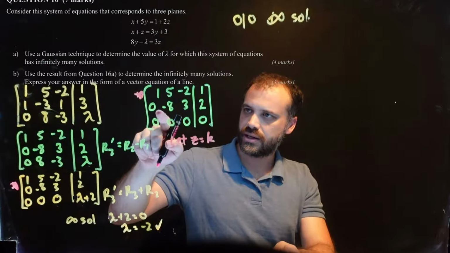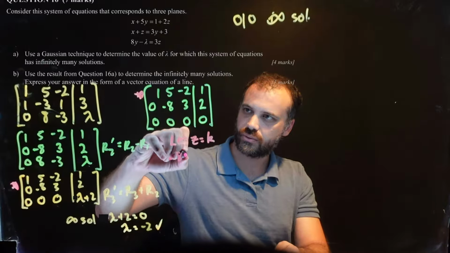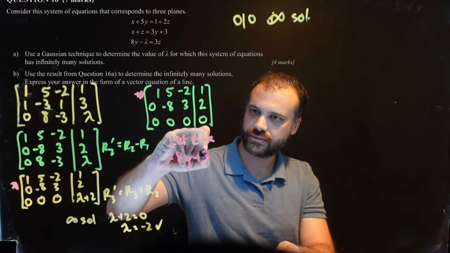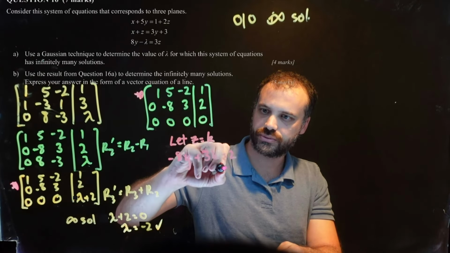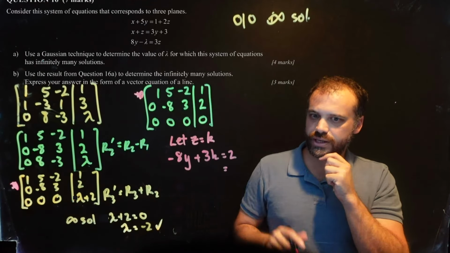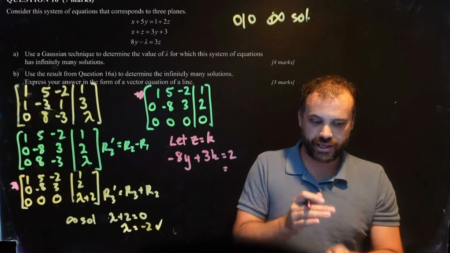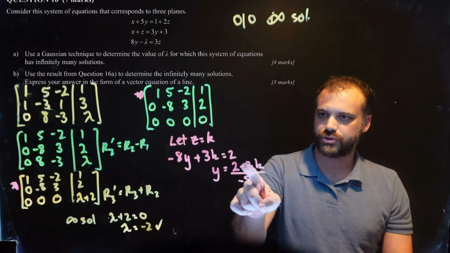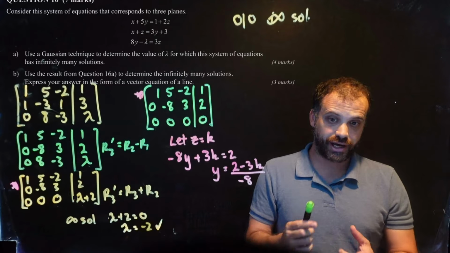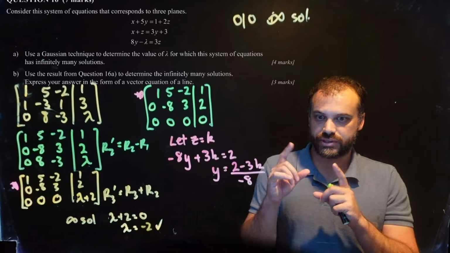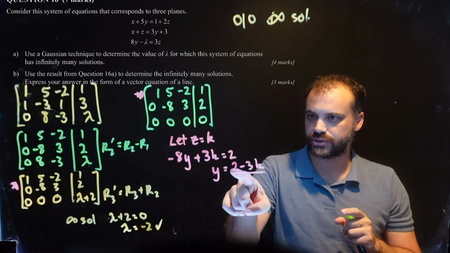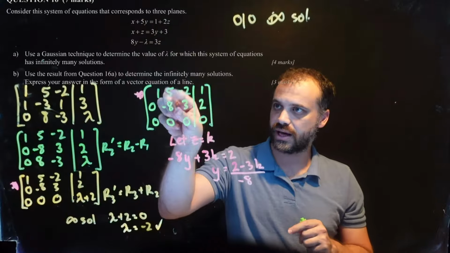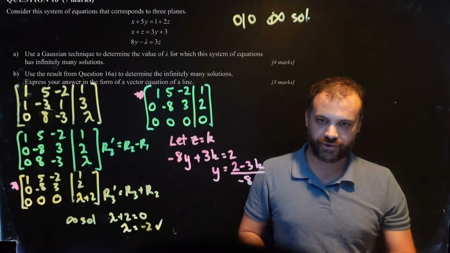So we can say negative 8y plus 3k equals 2. Right? And then we can solve that for y, just rearranging it. All right, so rearranging that, I get y equals 2 minus 3k over negative 8. Now that I know that z is equal to k and y is equal to this, I can sub z equals k and y equals that in here and solve for x.